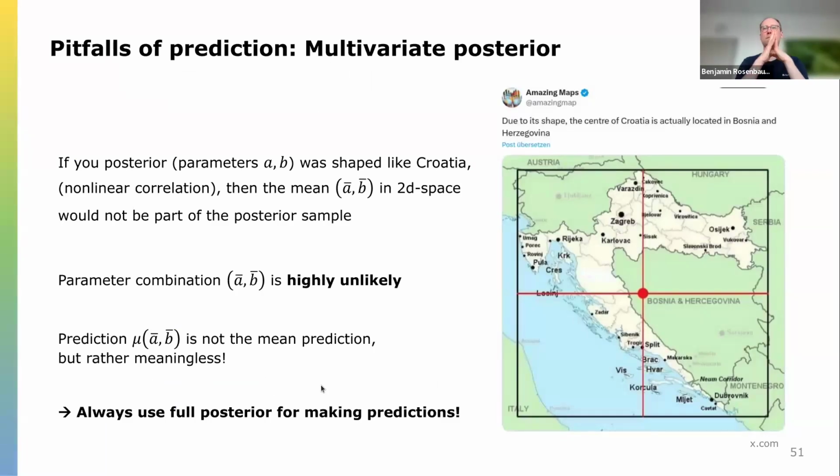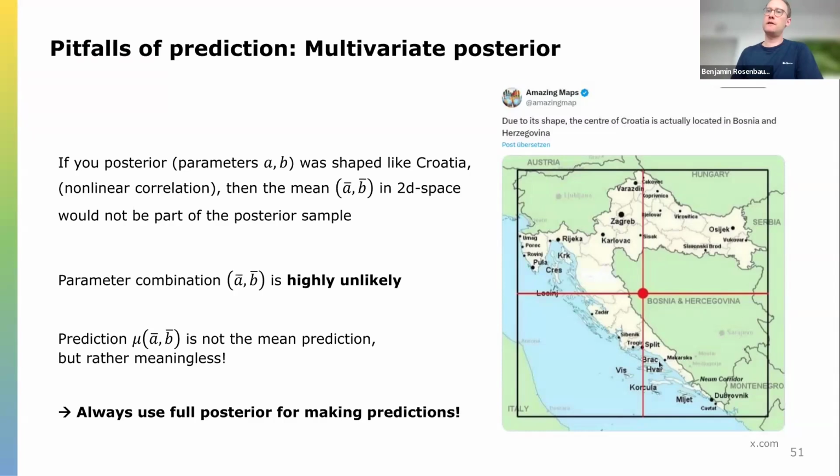Okay, so there are two things that you can do wrong with the posterior, and basically both of them are connected to using mean parameter values for predictions. So look at this figure here. That's the beautiful country of Croatia in southeastern Europe, and it has this weird shape. So the geographical center of Croatia is not even located in Croatia. It's located in a different country, so it's not part of Croatia at all.